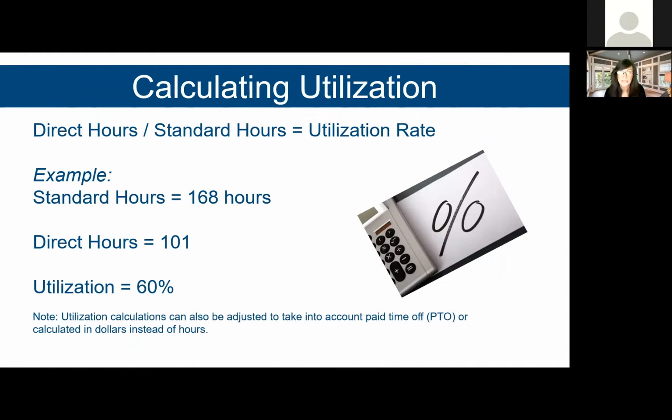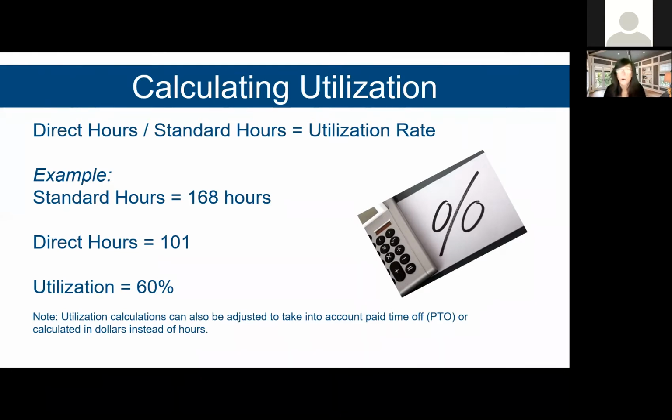Normally when you see utilization quoted across the A&E industry, you see a percentage sign. So normally you see a rate. And that is the easiest way to monitor your employees and show a reporting to your staff. And so you need to have it by percentage, but having it by dollars can also give you some additional insights.